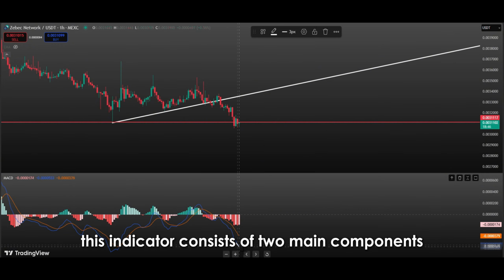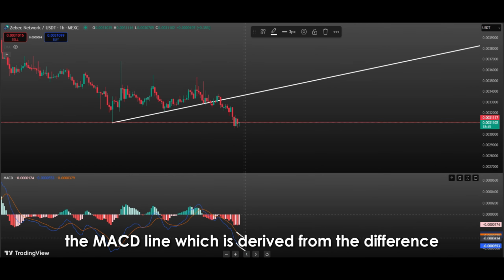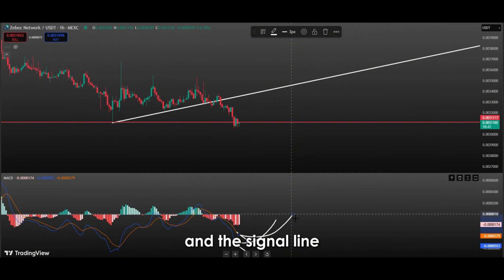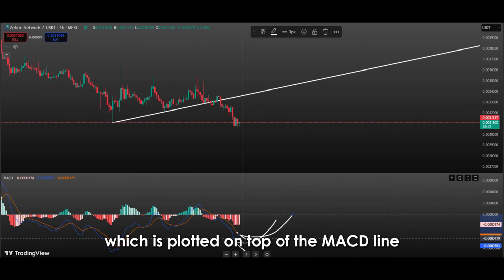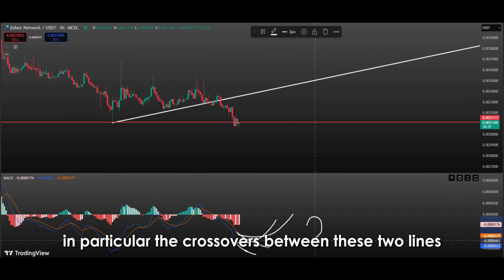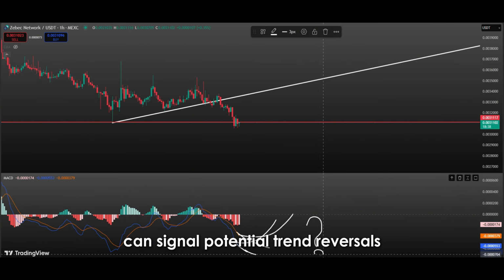This indicator consists of two main components: the MACD line, which is derived from the difference between two exponential moving averages, and the signal line, which is plotted on top of the MACD line. The interaction between these two lines provides strong clues about the direction of the price. In particular, the crossovers between these two lines can signal potential trend reversals.